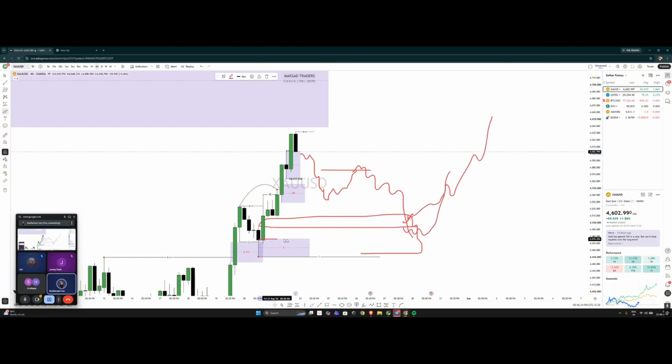But if you wait for this area, then it may not fill. It may react from here, give you confirmation and go bullish, and you will be waiting for this area to be mitigated. So you have to remember this, okay?